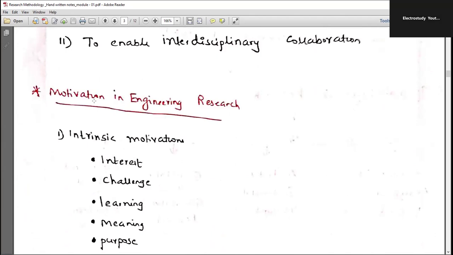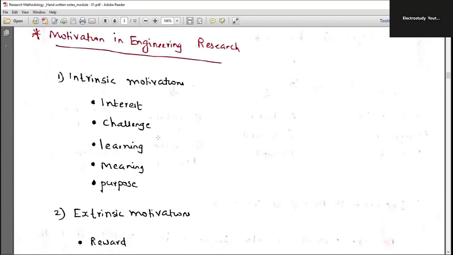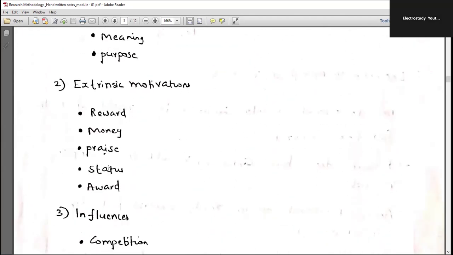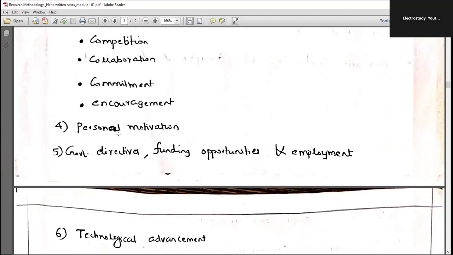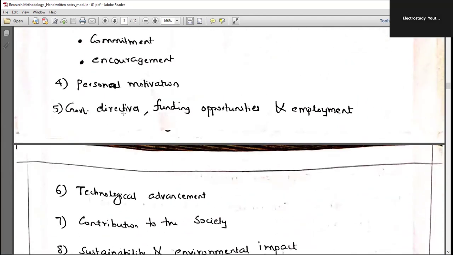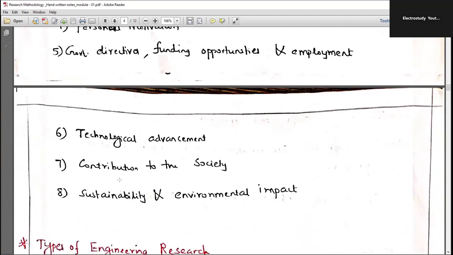And a few motivations in engineering research are intrinsic motivation and extrinsic motivation. Similarly, some influences: personal motivation, government direction, funding opportunity and employment, technological advancement, contribution to society, sustainability and environmental impact. So these are the important answers for this question.